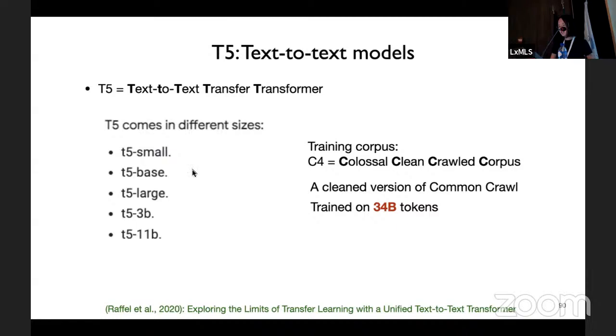Also, T5 comes with a very large model. The largest T5 model has 11 billion parameters, so it's about 30 times larger than the BERT large model. So T5 has a lot of changes in terms of the training corpus, the model size, and the pre-training objective, and it can also be adapted to both natural language understanding tasks and natural language generation tasks.